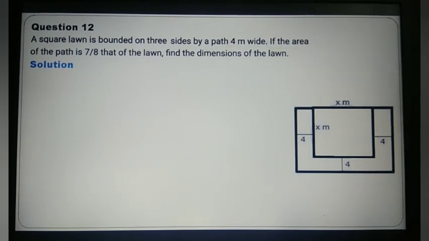So let's see how to find. Now let me call each side of the square x, so the area of this is going to be x square, right?